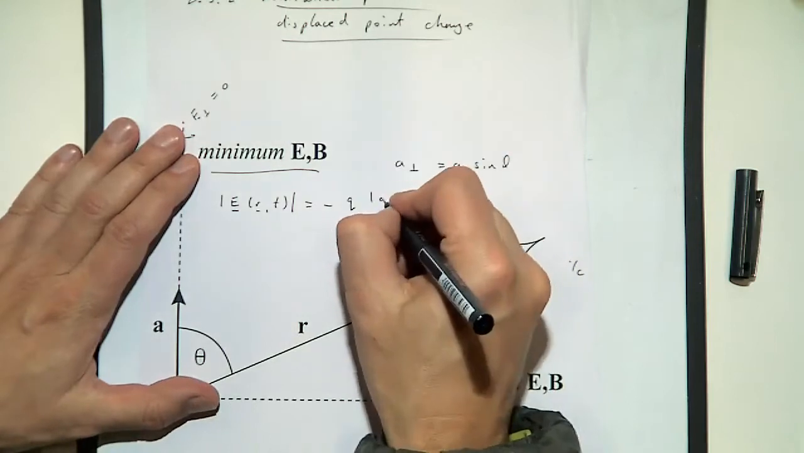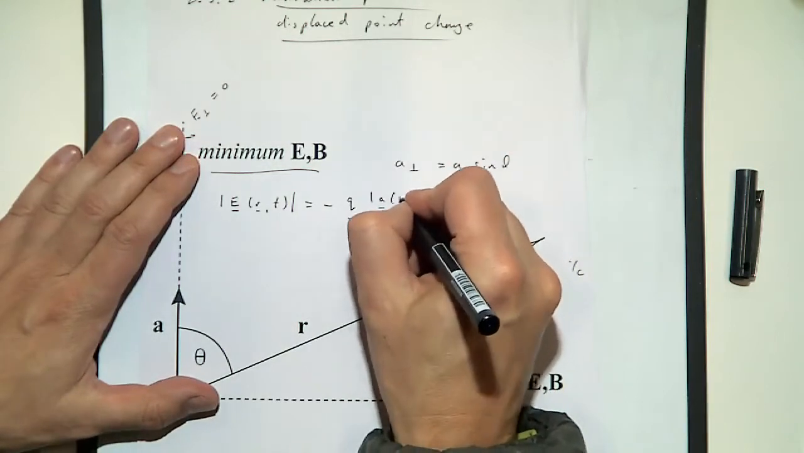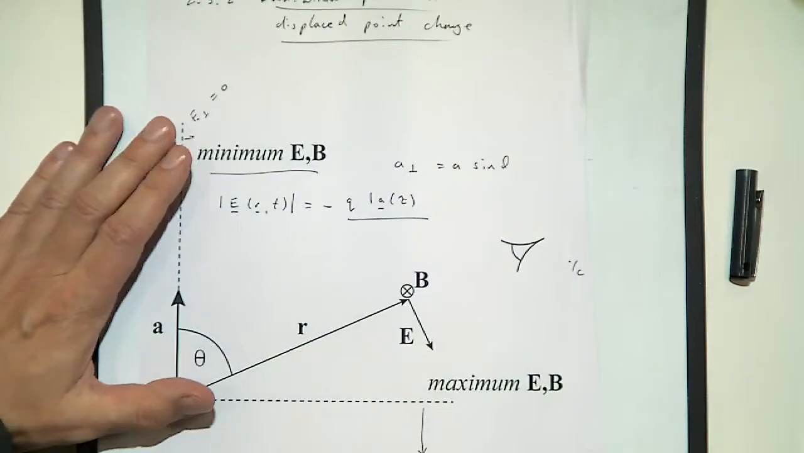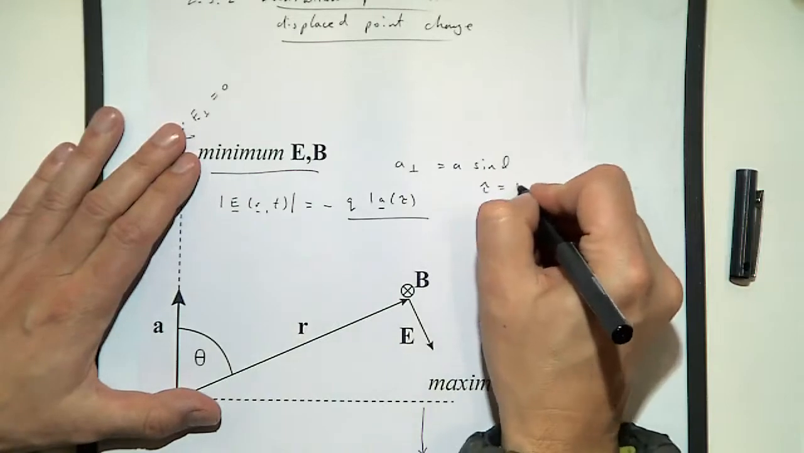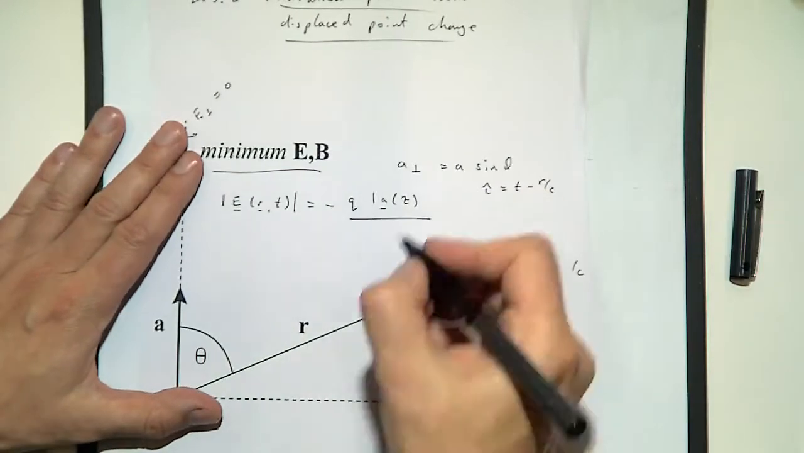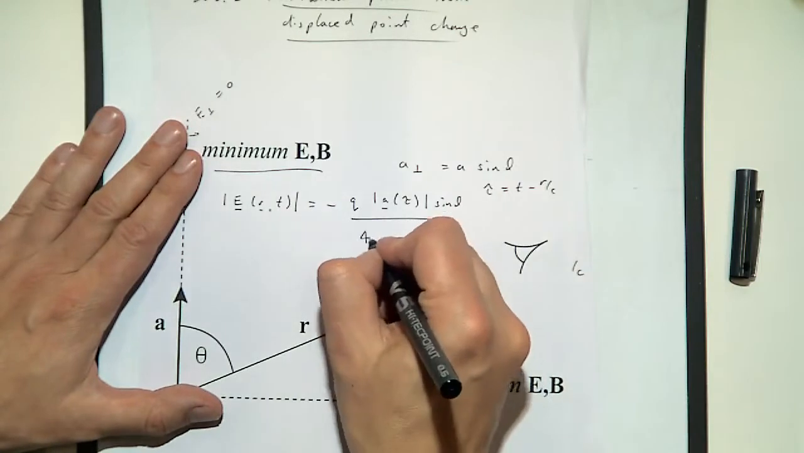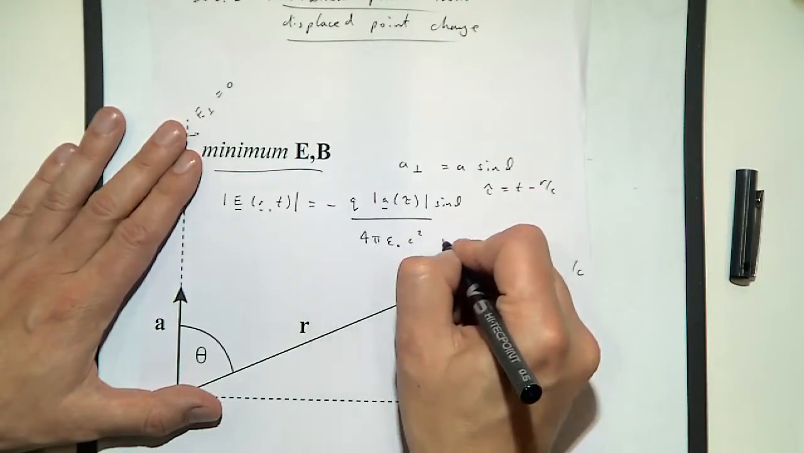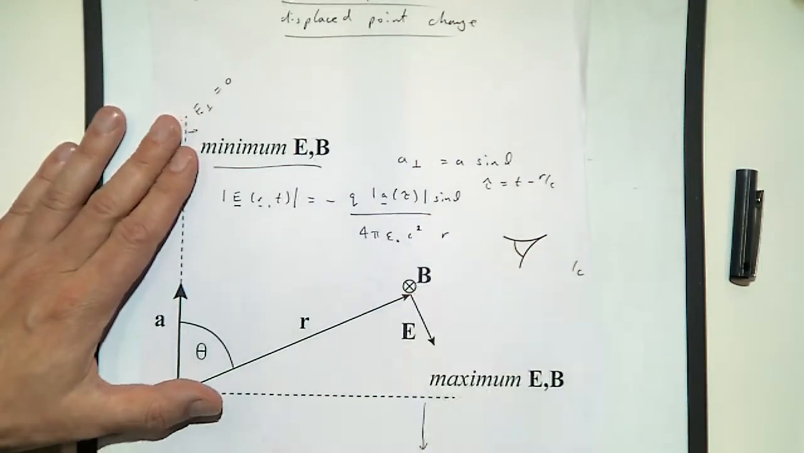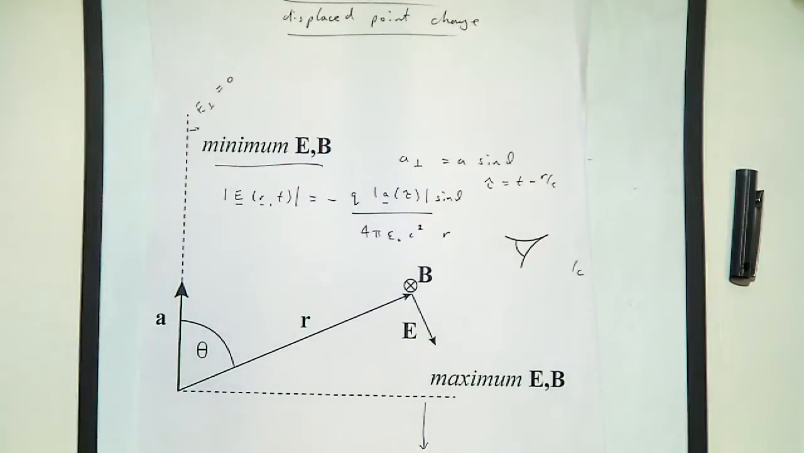It must be proportional to the magnitude of the acceleration at the earlier retarded time, remembering that tau equals t minus r over c. It must be proportional to the sine of the observation angle, and it's a 4 pi epsilon naught c squared r factor. And that factor r, it's important to recognize it's different to r squared.